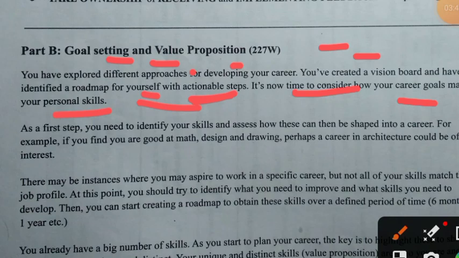For example, if you are good in math, designing, and drawing, perhaps a career in architecture could be of interest. Here is the written example. If you are good in math, designing, and drawing, you should go into the architecture field. Whatever you are good at, you should make your career like that.